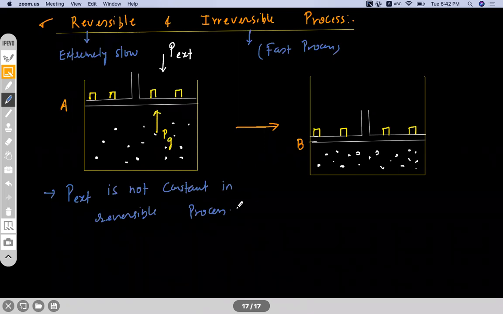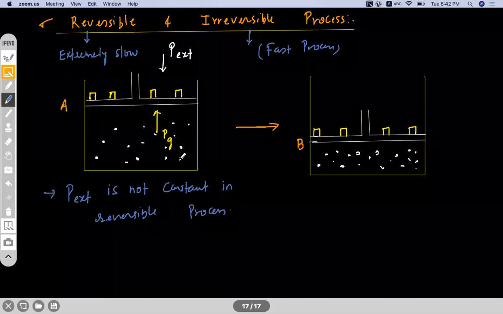Tell me quickly. Is it clear? Right? P external is not constant because we are adding stones of a definite mass in each step. So gradually we are increasing the external pressure. So P external is not constant here.